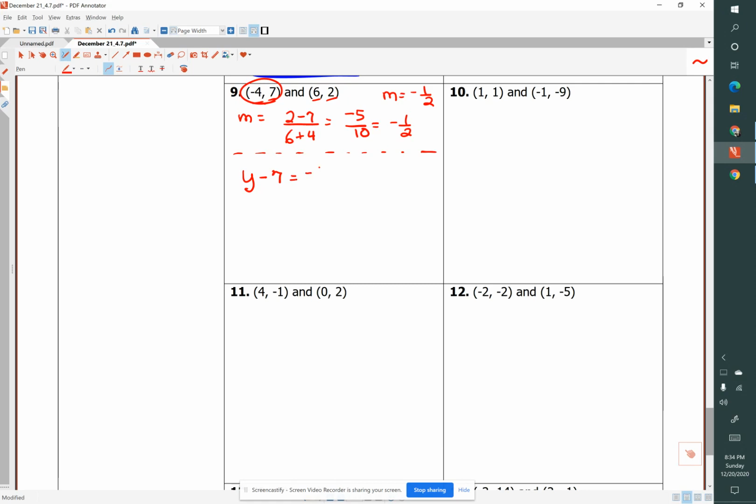Now we use this first point, negative 4, 7, y minus 7 equals negative 1/2 times the quantity of x minus negative 4 means x plus 4. And we distribute. So y minus 7 equals negative 1/2 x, and half of 4 is 2. Negative times a positive is a negative. We simply add 7 to each side of the equation, which allows us to get this equation immediately into slope-intercept form of y equals negative 1/2 x plus 5.